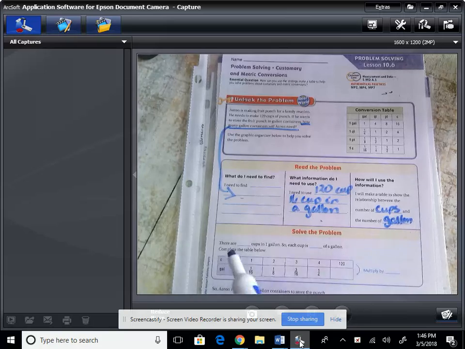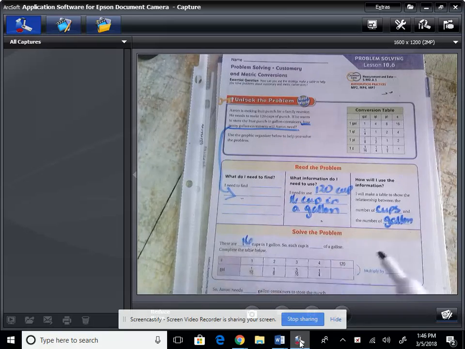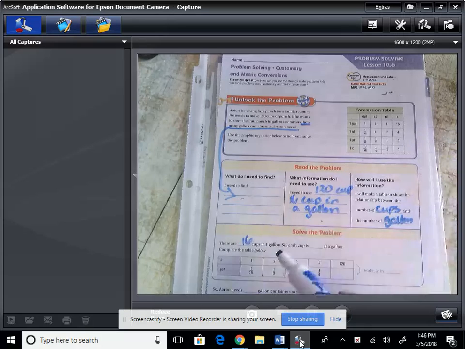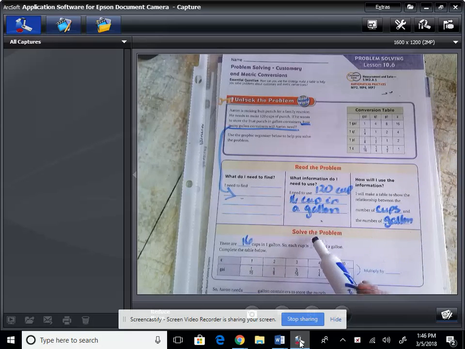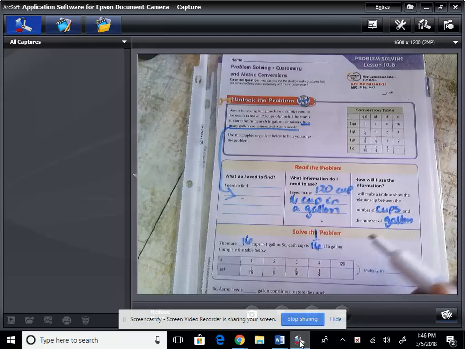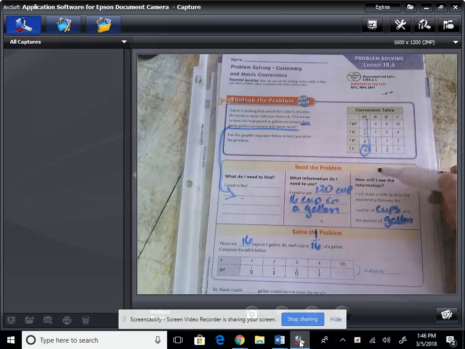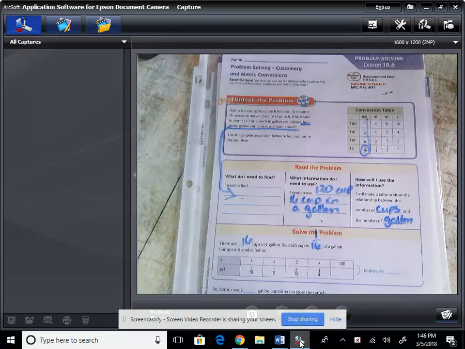All right, there are 16 cups in a gallon. Here's the conversion table to help us. So each cup is 1/16 of a gallon. A cup is 1/16 of a gallon. Okay, so 1 cup to 1 gallon is 1/16. So how will I figure this out?